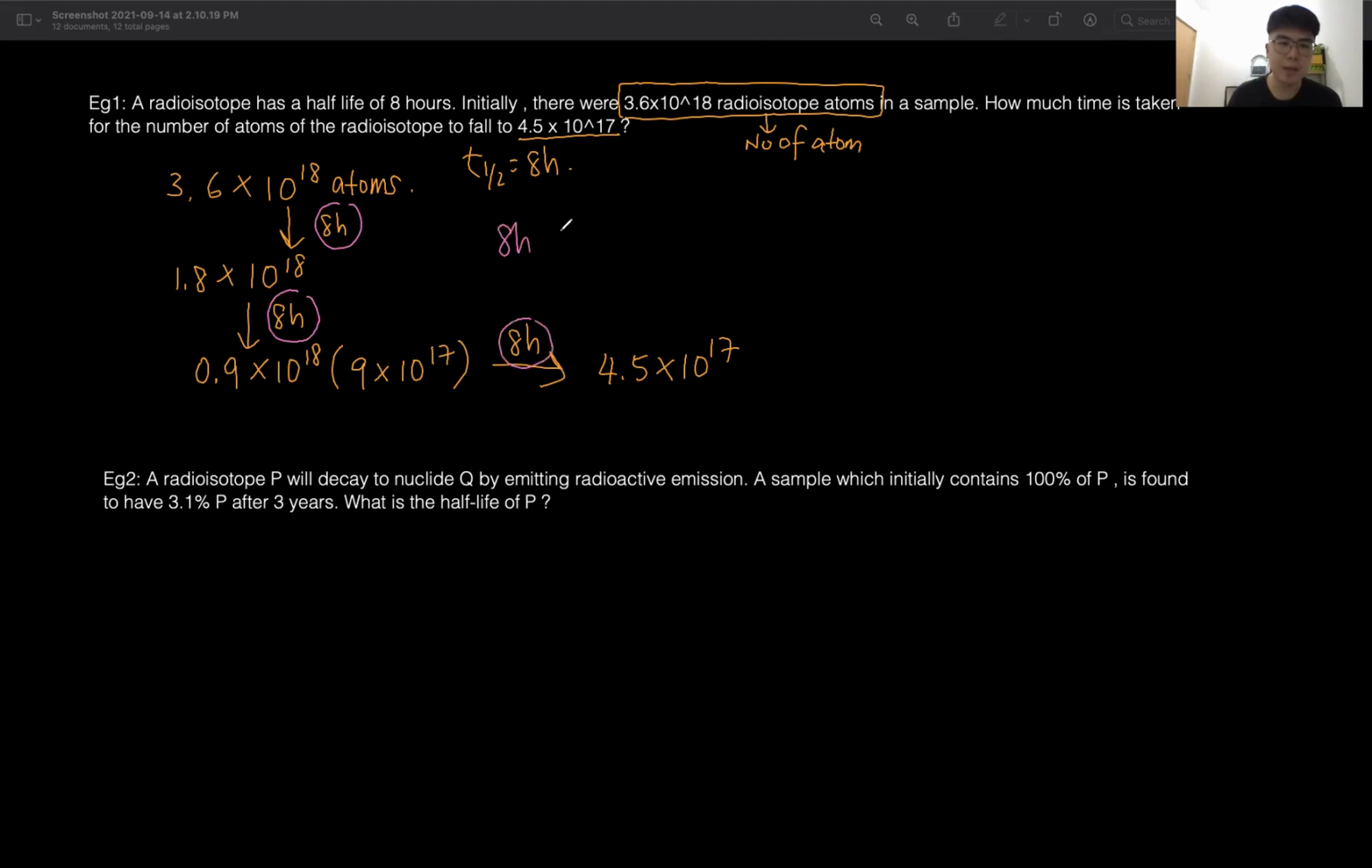So the time for it to fall all the way down is 8 hours, 8 hours, 8 hours. So 8 hours times 3, 24 hours. That is 1 day. That is your answer. It takes only 1 day to fall all the way down to this one. Okay, so this is half-life.